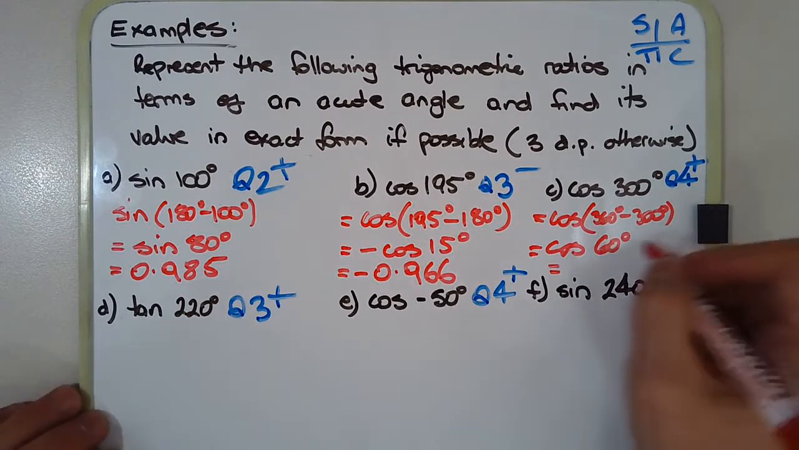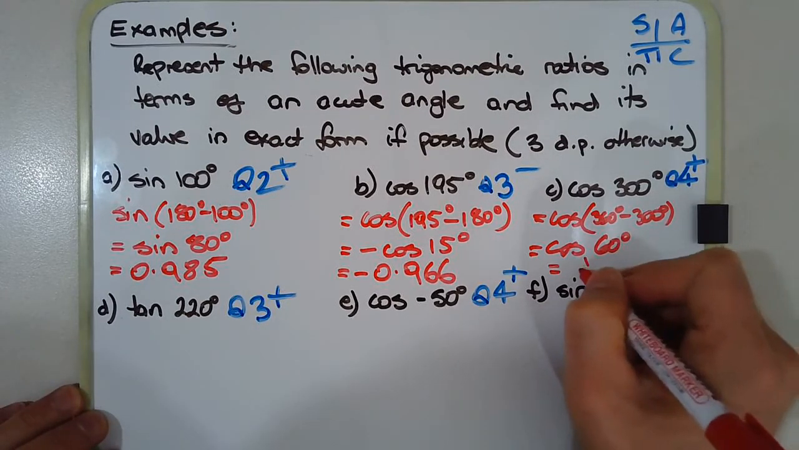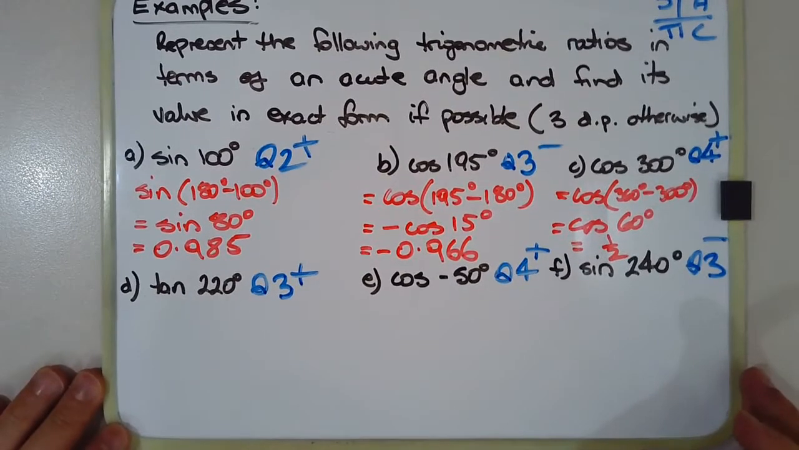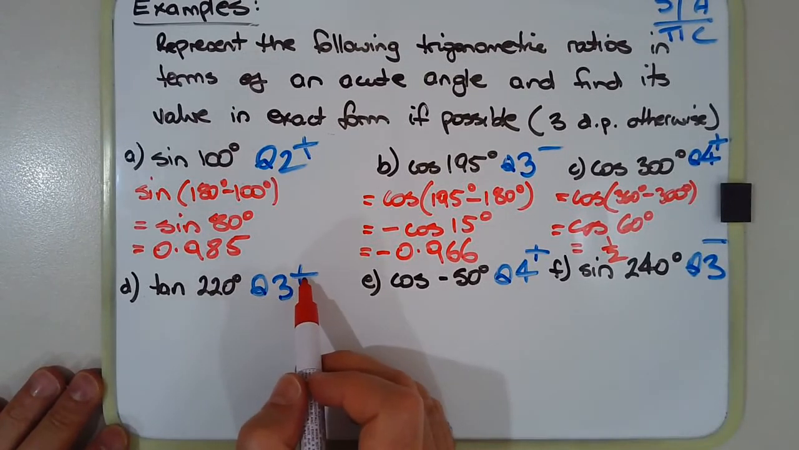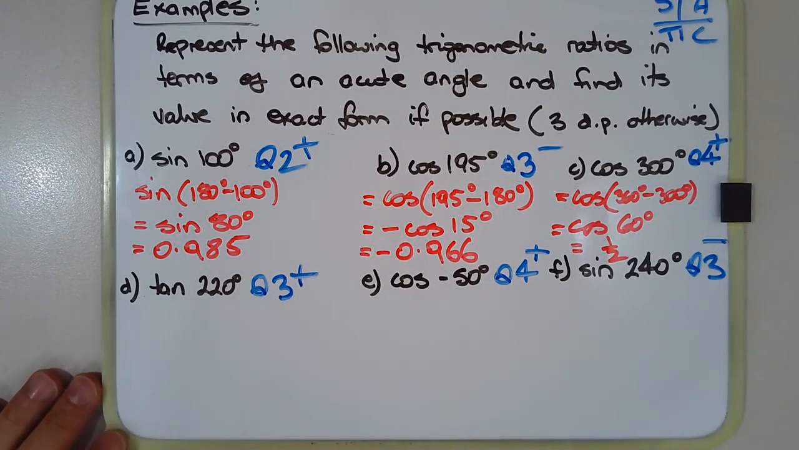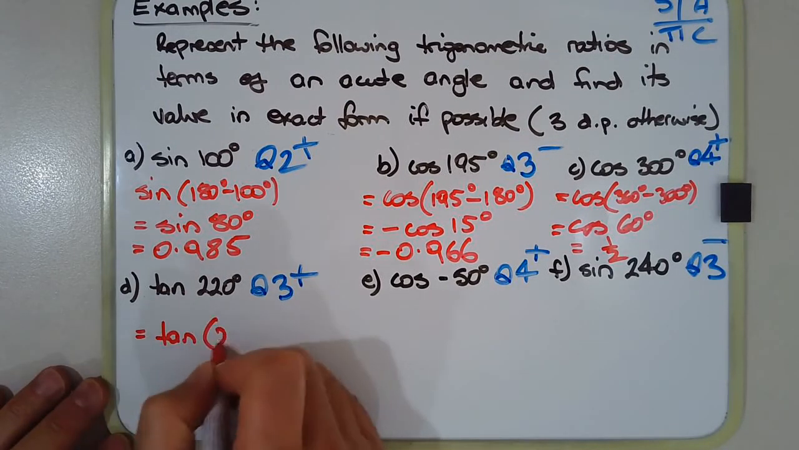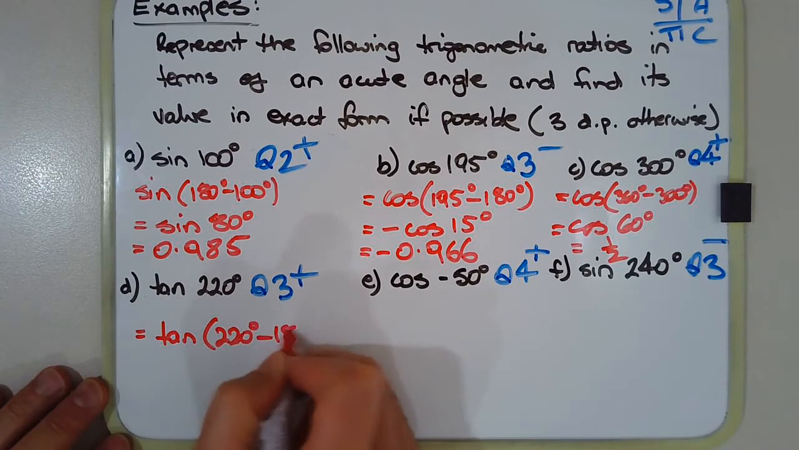Yeah, that's the ratio, 1/2, and it's positive because in quadrant 4, cos is positive. What about tan 220 degrees? Quadrant 3, we've determined it's positive. So let's convert that back into its acute angle or its acute form. That's really the same as tan of 220 degrees. Let's take it back 180 degrees.